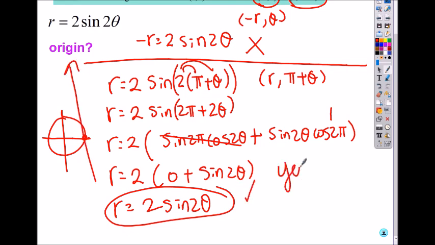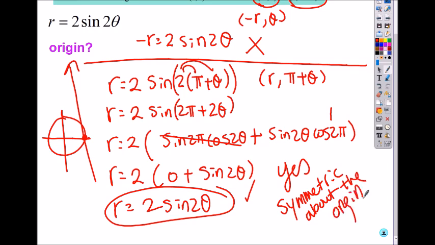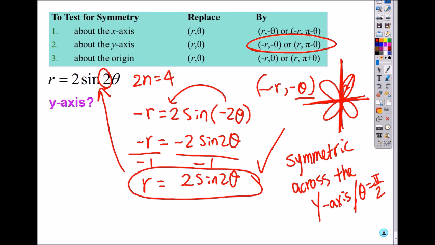So yes, it is symmetric about the origin. So this one, as we expected, is symmetrical across the x-axis, y-axis, and pole.